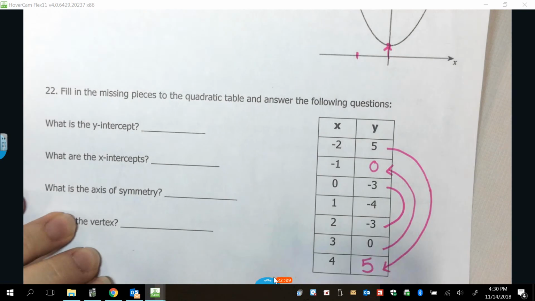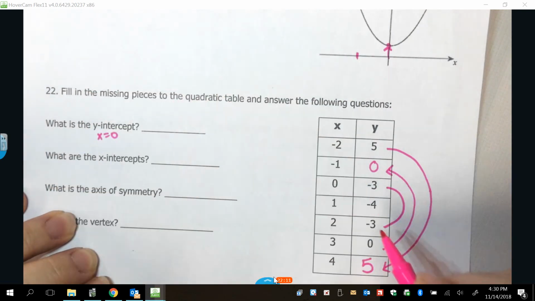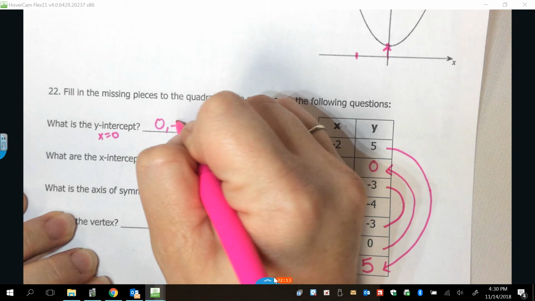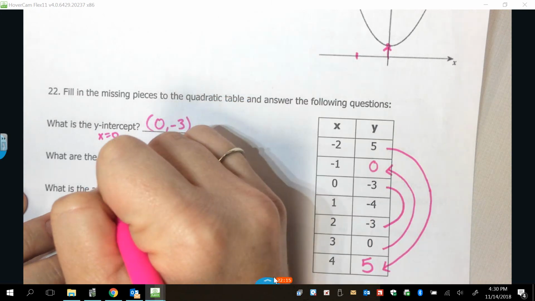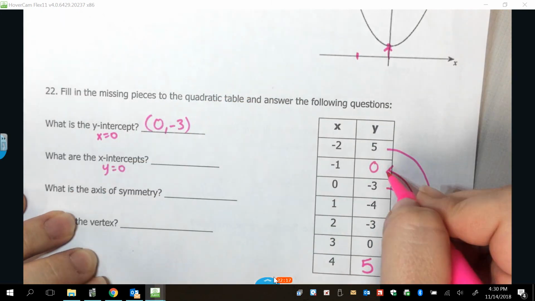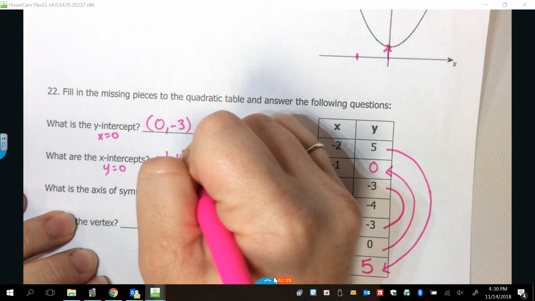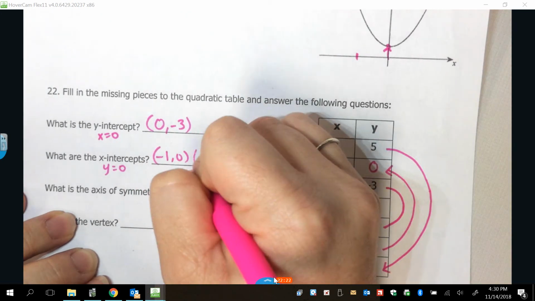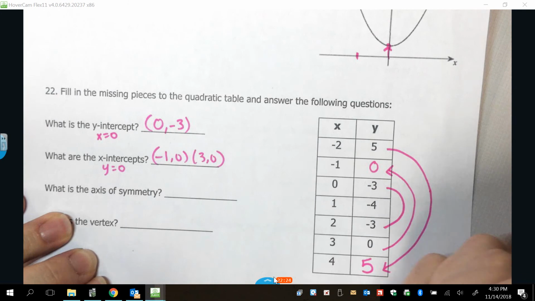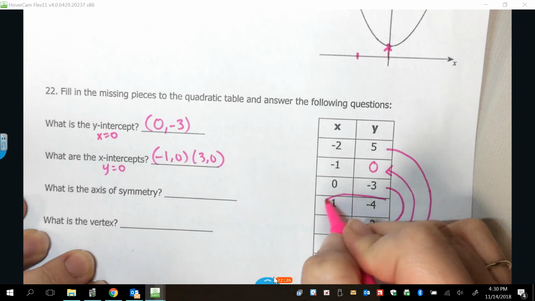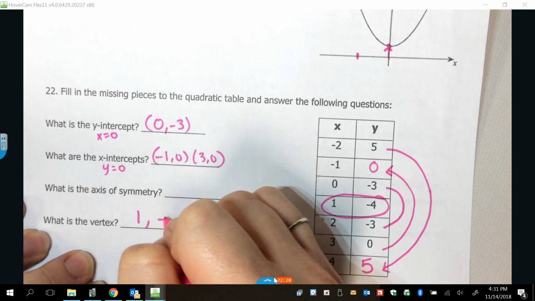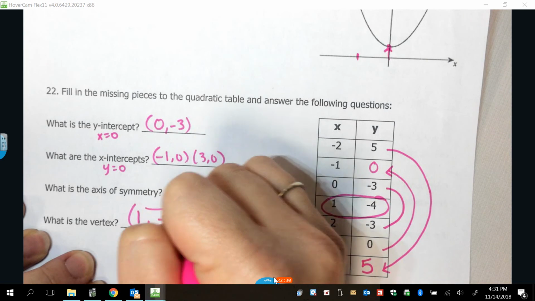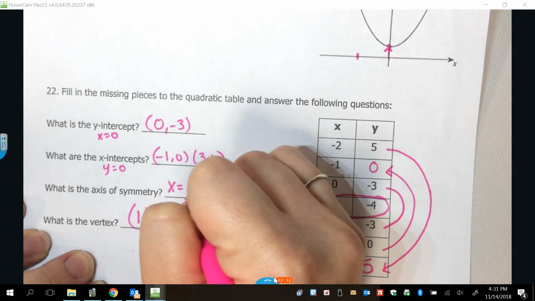So what is the y-intercept? That's where x equals 0. So 0, negative 3. x-intercepts are where y equals 0. So we have negative 1, 0, and 3, 0. Axis of symmetry, let's find our vertex first. So vertex is in the middle of our rainbow. Remember, it's always the x of your vertex, so x equals 1.